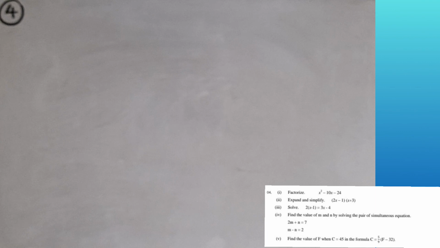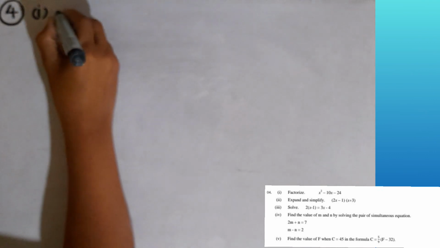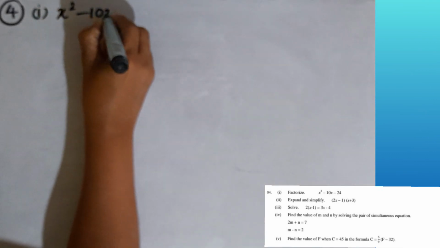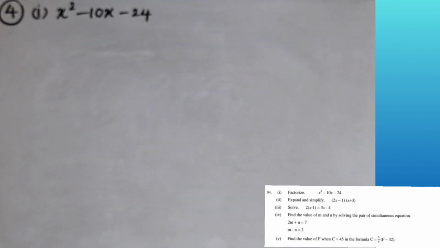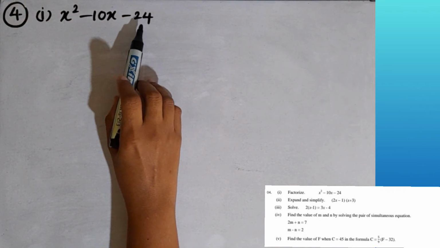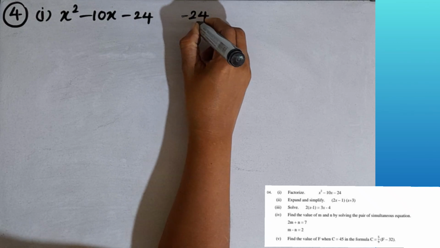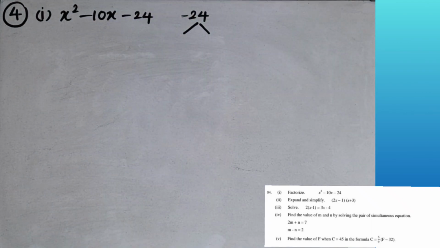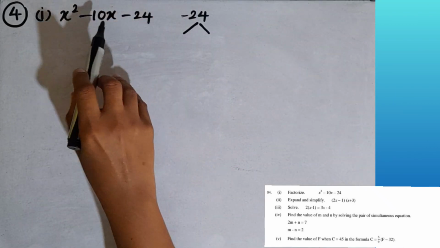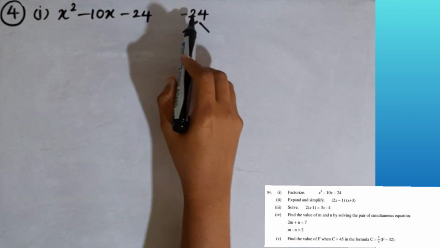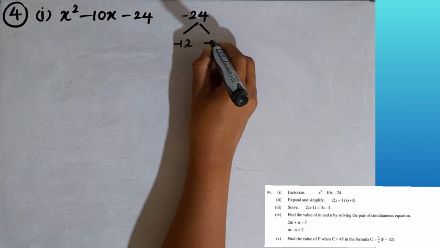Question number 4. First part. We are given this to factorize: x squared minus 10x minus 24. Here the coefficient of the x squared term is 1. So we are taking this constant, minus 24. We have to separate it into two factors. The addition of the two factors must be equal to minus 10 and the product must be equal to minus 24. So the two factors are minus 12 and plus 2.